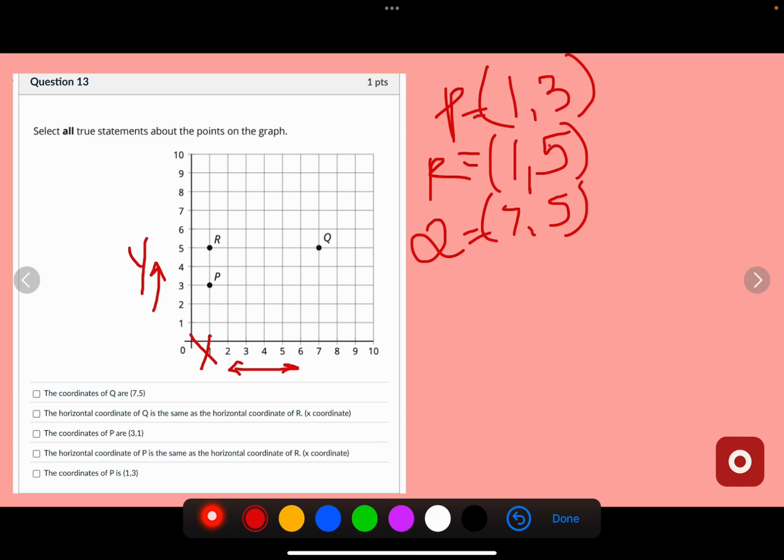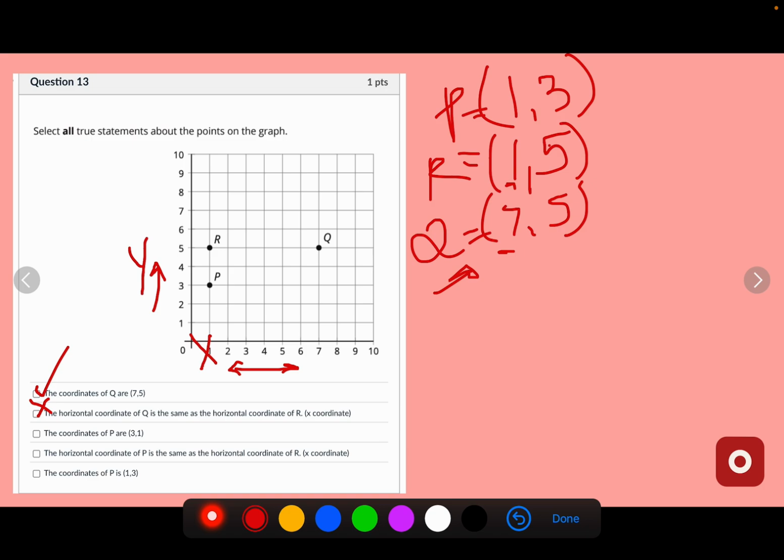Okay. So now that you've written your coordinates, now you can easily answer these questions and see if they're true. The coordinates of Q are 7 and 5. Is that correct? We look over here. Yes, it is. So that's 1. The horizontal coordinate of Q is the same, horizontal, which is the x-axis. Keep that in mind. Horizontal of Q is the same as the horizontal coordinate of R. So are the x-axis for R and Q the same? No, so that cannot be it.